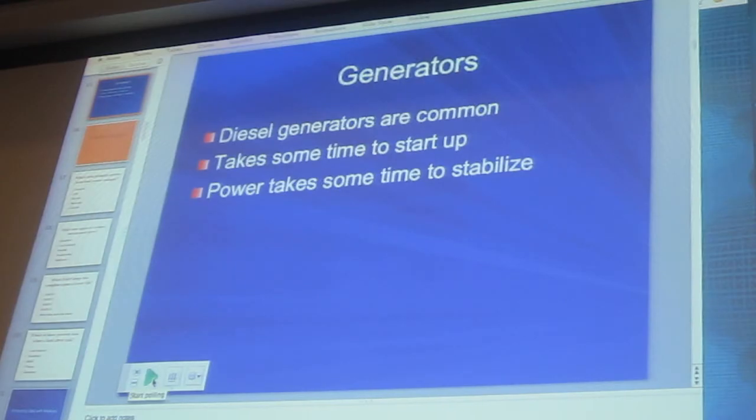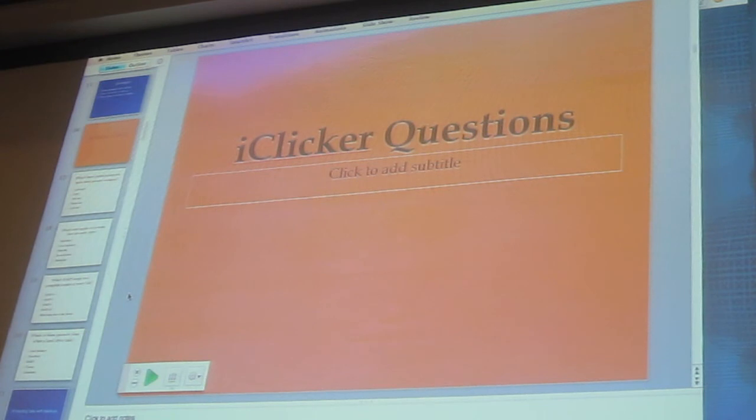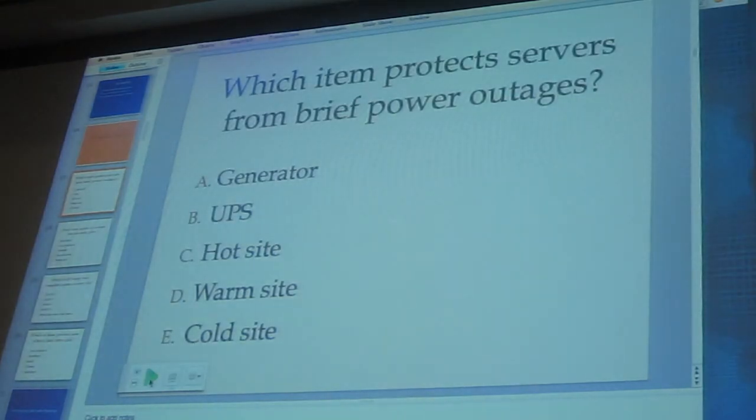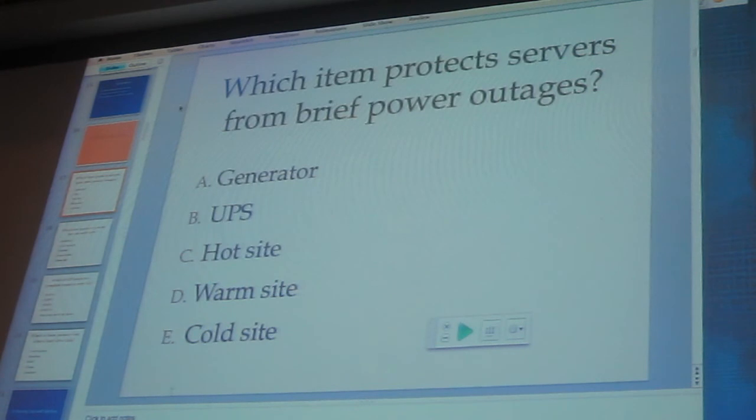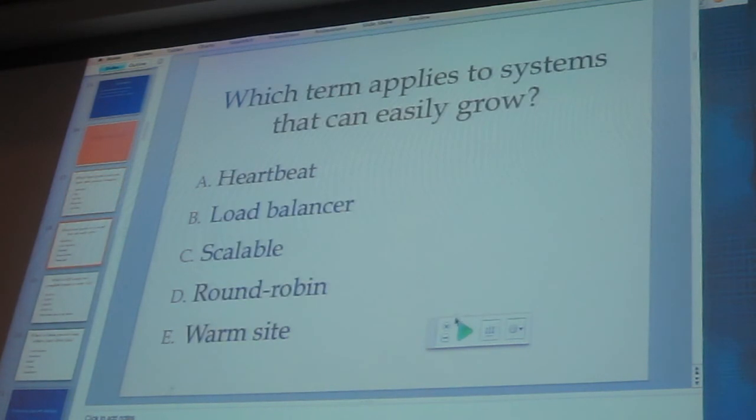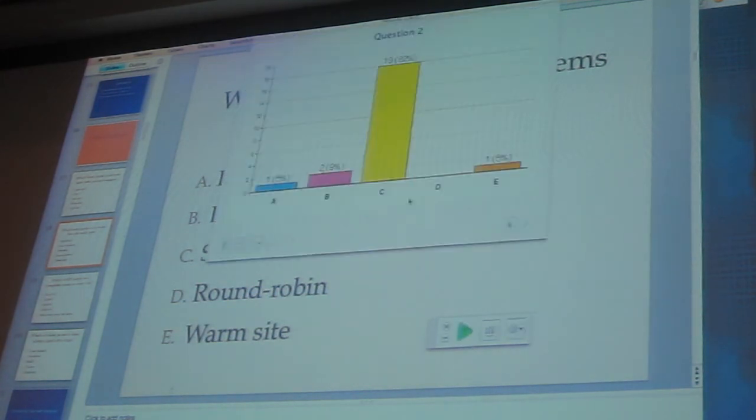So come get an eye clicker if you need one. All right. But I will protect you from a brief power outage. All right, and that's, of course, the UPS. It gives you a few minutes' worth of power. All right. A system that can easily grow. What's that? All right, that's scalable. Yep, everybody got that.